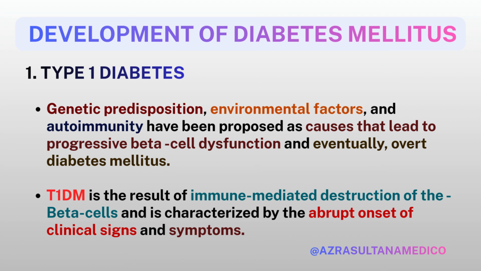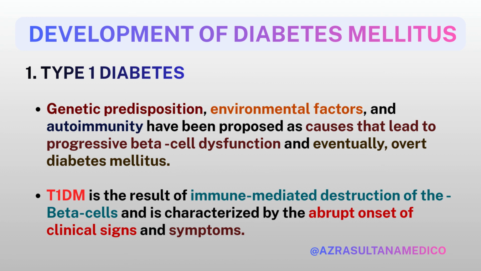Development of diabetes mellitus. 1. Type 1 diabetes mellitus, T1DM, develops as a result of a combination of genetic predisposition, environmental triggers, and autoimmune mechanisms that lead to progressive destruction of the pancreatic beta cells. In genetically susceptible individuals, environmental factors such as viral infections or other unknown triggers may initiate an autoimmune response. The immune system mistakenly identifies the beta cells of the pancreas as foreign and gradually destroys them.